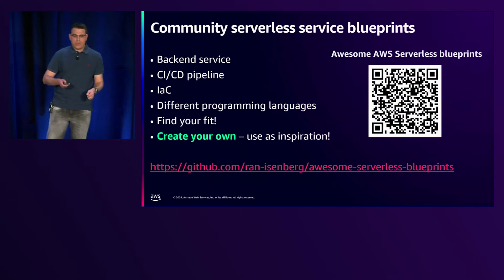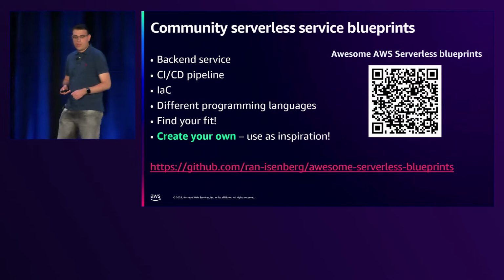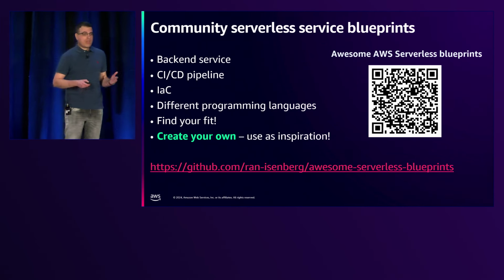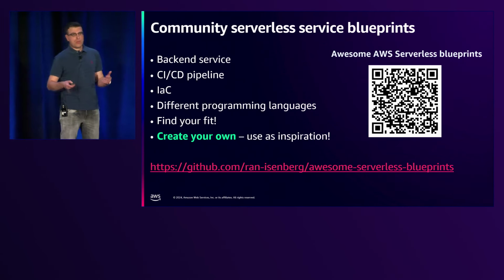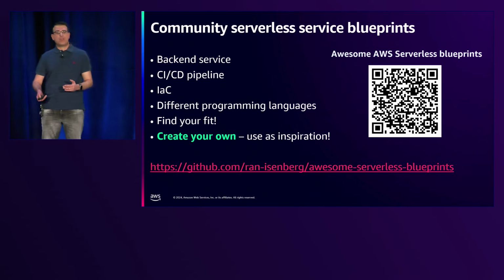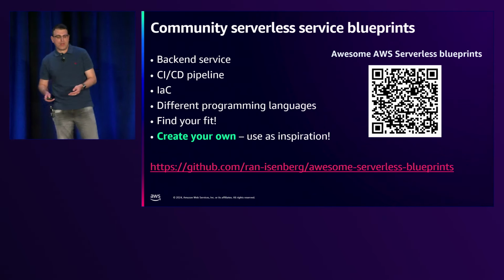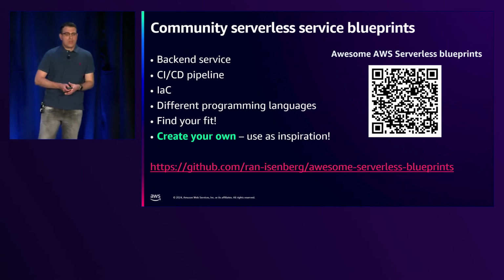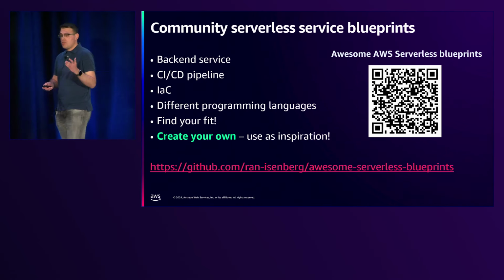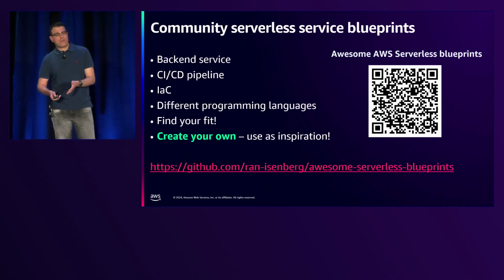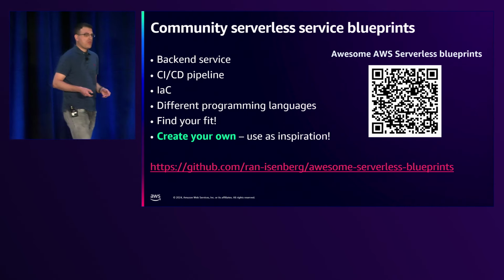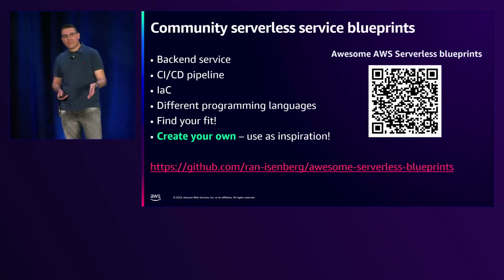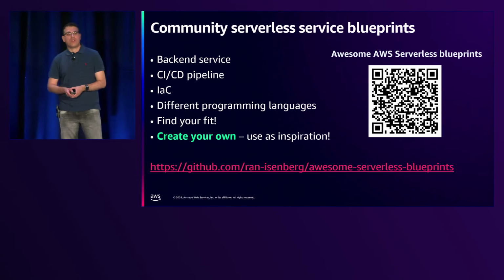Now, I took the liberty to create a new GitHub open source, awesome AWS serverless blueprints, and it's a collection of community serverless service blueprints. So you have different backend services, different CI/CD pipelines, different infrastructure as code languages, different programming languages. So my action items to you is basically take a look, find your fit. If you can't find your fit, use it as inspiration and create your own. Open source it and open a PR here so I can add your variation.